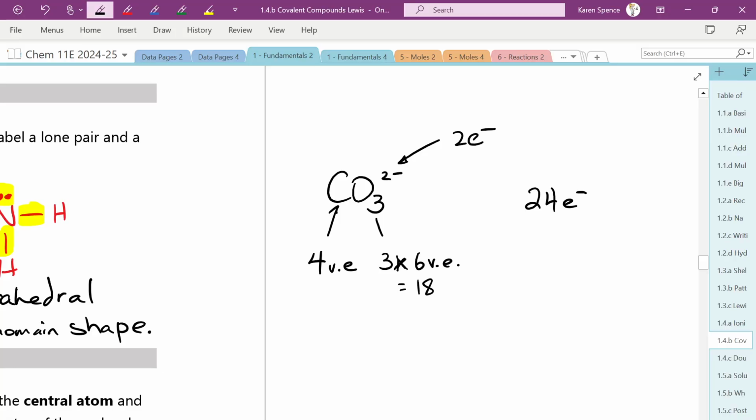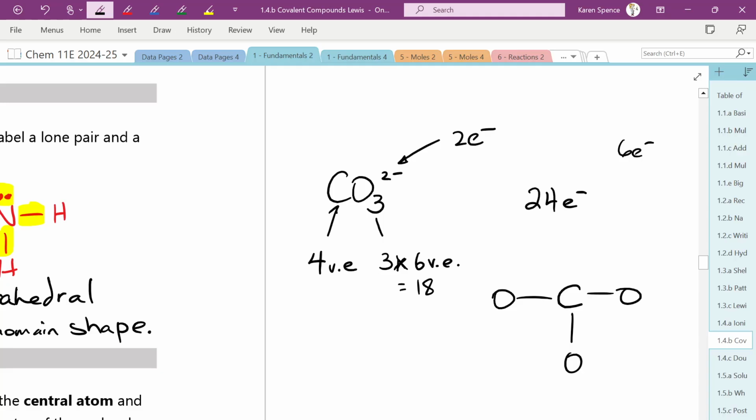So I'm going to put my carbon in the middle because carbon can form how many bonds? 4. So when you have a choice, you put carbon in the middle. And I'm just going to attach oxygens to it because I know they have to be bonded. And so I've used up now 6 of my electrons, right? Because each bond is 2 electrons.